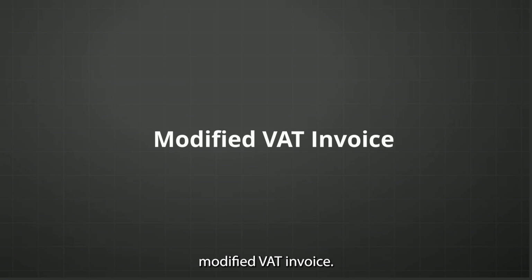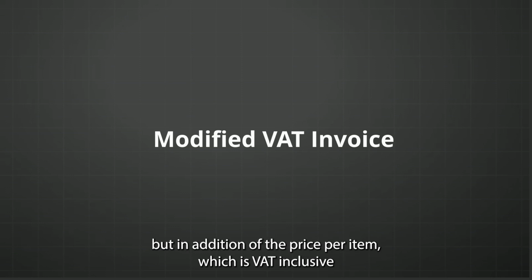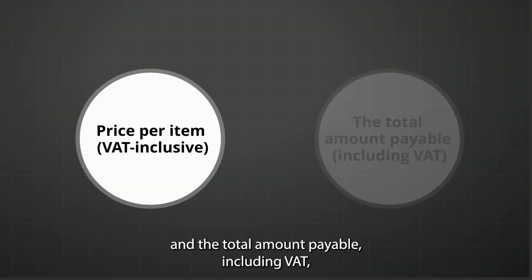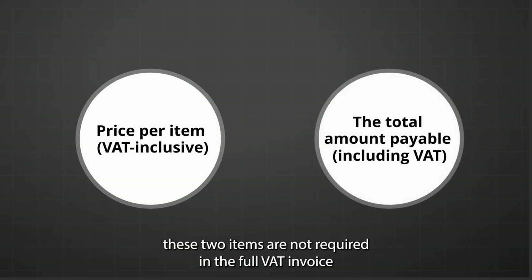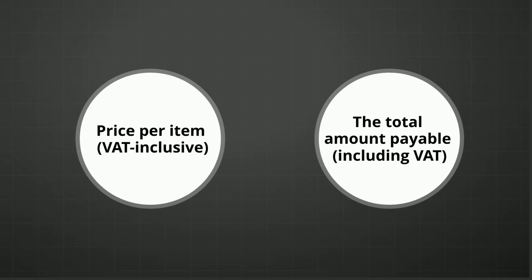Modified VAT Invoice. The modified VAT invoice is essentially the same as the full invoice, but in addition, the price per item, which is VAT inclusive, and the total amount payable, including VAT. These two items are not required in the full VAT invoice, but are added to the modified VAT invoice if agreed upon with the client.